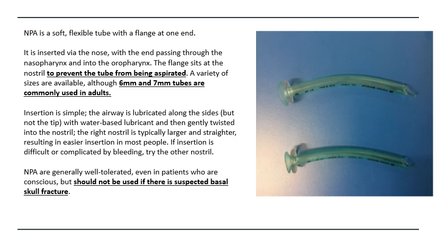Insertion is simple. The airway is lubricated along the sides, but not the tip, with water-based lubricant and then gently twisted into the nostril. The right nostril is typically larger and straighter, resulting in easier insertion in most people. If insertion is difficult or complicated by bleeding, we have to try the other nostril. Nasopharyngeal airway is generally well tolerated even in patients who are conscious, but shouldn't be used if there is suspected basal skull fracture to avoid the risk of nasocranial insertion.